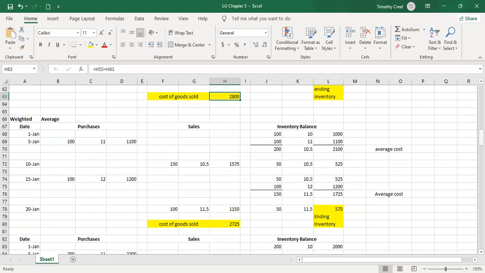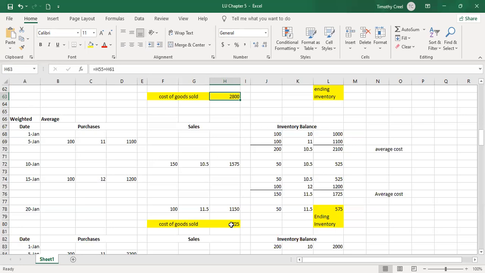Weighted average is somewhere in the middle. Like I said, weighted average has the advantage of probably being the most accurate method of all of them. Weighted average is really growing in usage by companies because as technology gets better, they can figure more things related to weighted average with their systems.